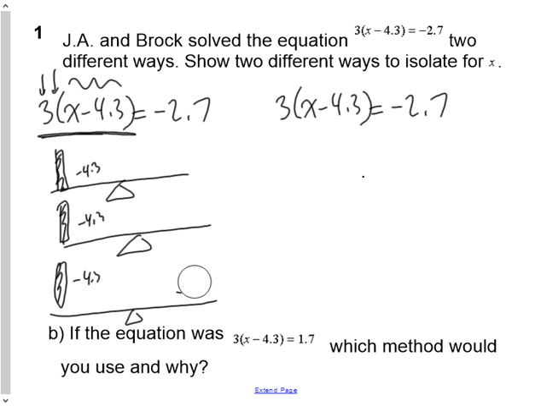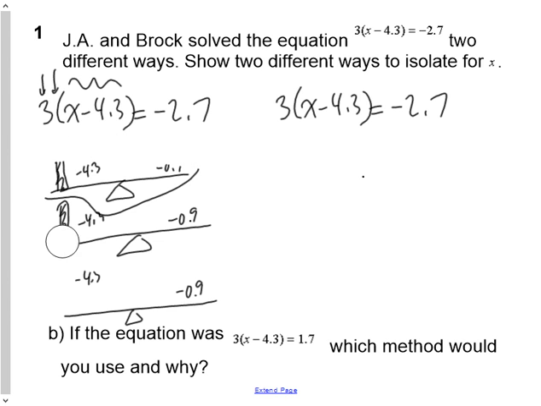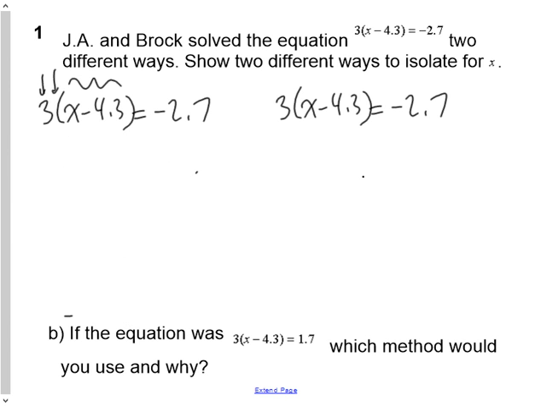And instead of having this negative 2.7 here, I could have negative 0.9 on each of the sides of the equation. So instead of saying three groups of x minus 4.3 is equal to negative 2.7, I could say one group of x minus 4.3 is equal to negative 0.9. But of course, when we do that, we don't actually physically draw it. But when we learned algebra back in grade 7 and 8, we learned how to model it quite a bit.